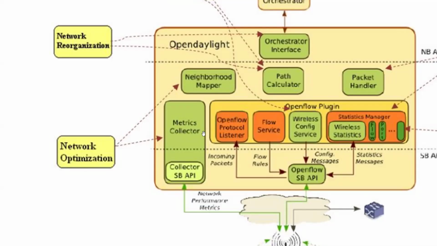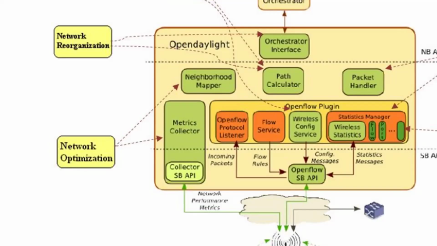So this controller, it's also a neighborhood mapper; its function is for network optimization. We should understand that the controller has lots of computational resources, and it can solve all the tasks you need and more than you need. Therefore, you can collect some metrics, some neighborhood mapping, some path calculator, some packet handler, and so on.